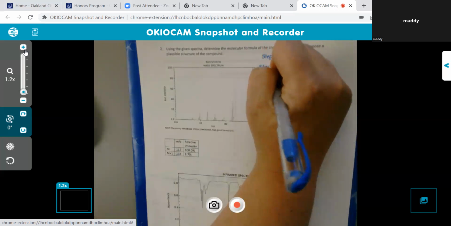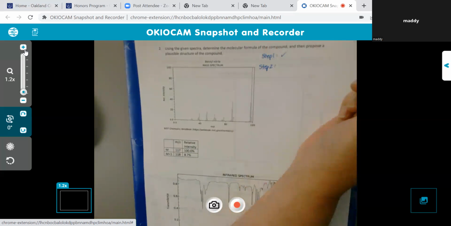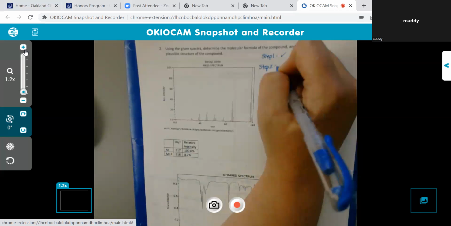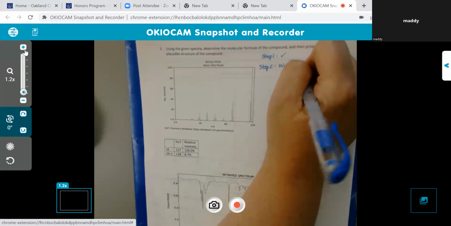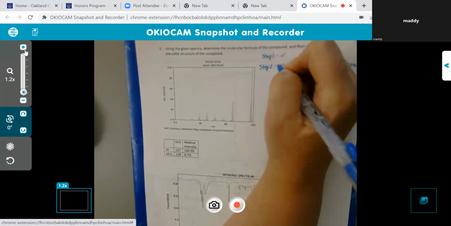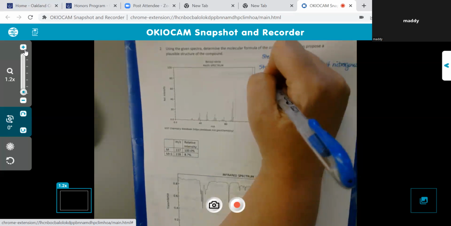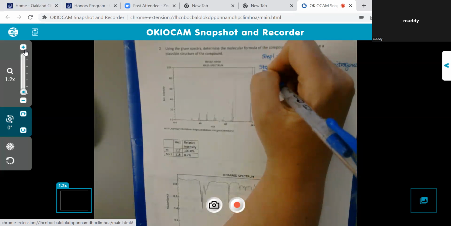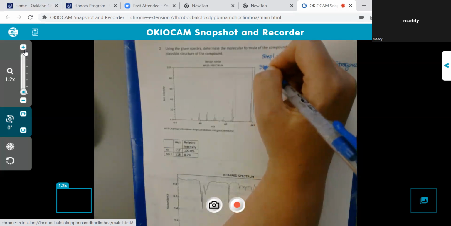Step 2, what do we do for step 2? We apply the nitrogen rule. If we have an even number, then we have either an even number of nitrogens or 0 nitrogens. This is an odd number for the M. So what does that tell us? We have an odd number of nitrogens, okay? Given this mass, I would propose that we start with 1 nitrogen, not 3 or 5 or 7. So let's assume there's 1 nitrogen.